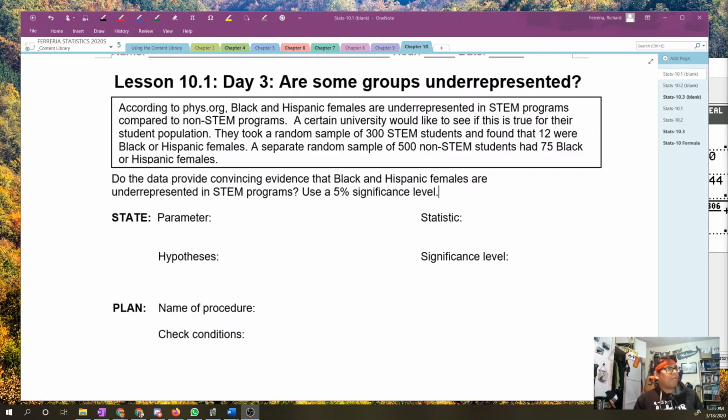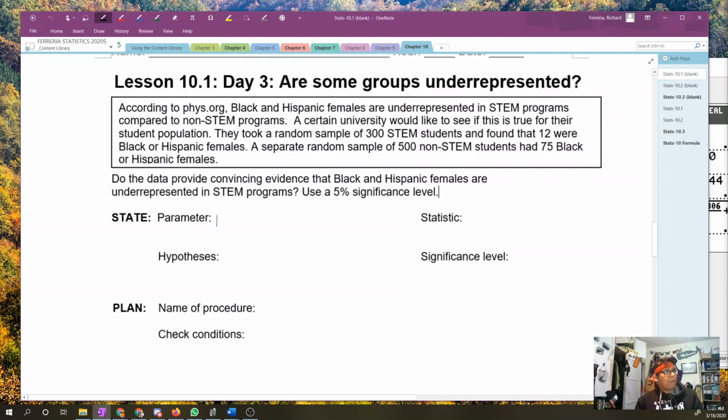Do the data provide convincing evidence that Black or Hispanic females are underrepresented in STEM programs? We're using a 5% significance level. You can go through this over here and you're going to see that this is all just state, plan, do, and conclude. The same 4 things that we've been working on for so long now. Hopefully it's down to a science at this point.